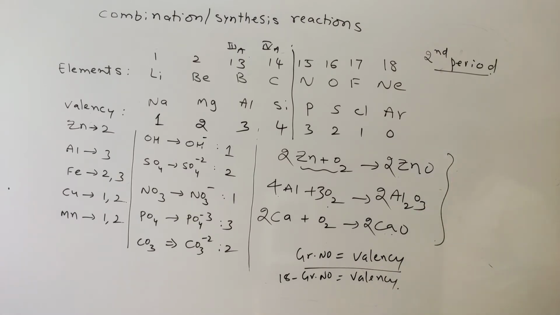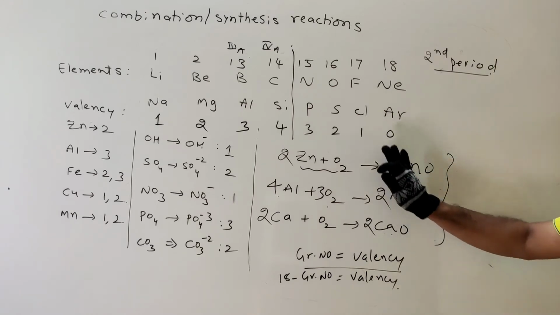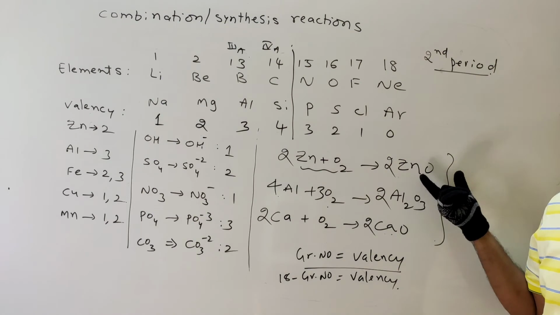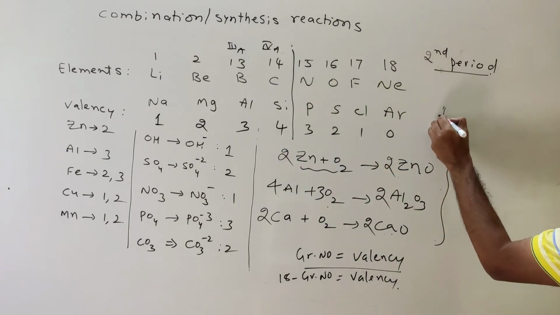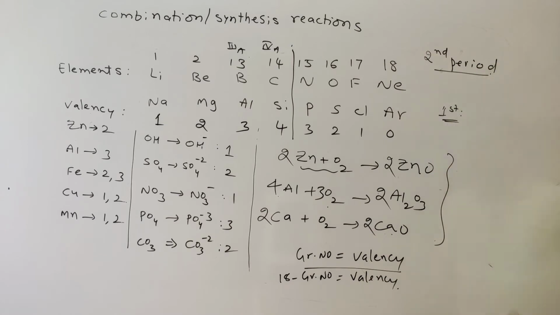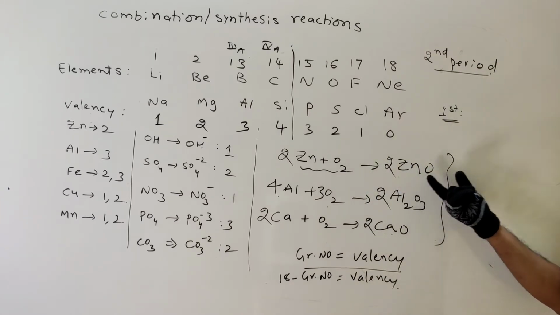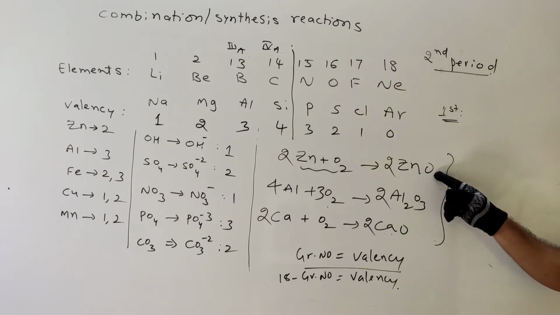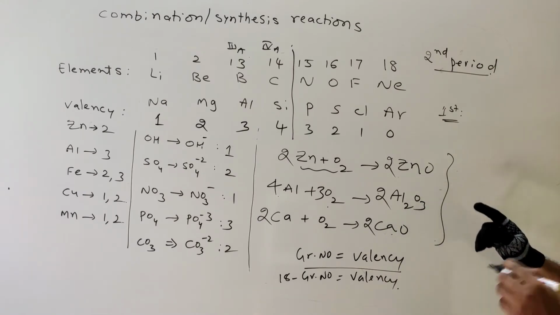balancing the equation. So here 2 steps are there. First, we should identify the oxide formula based on valency rules. Okay, what is the first step? You should identify the oxide or product formula based on valency rules. Okay, so it is ZnO or Al2O3. So these valency numbers you should identify.